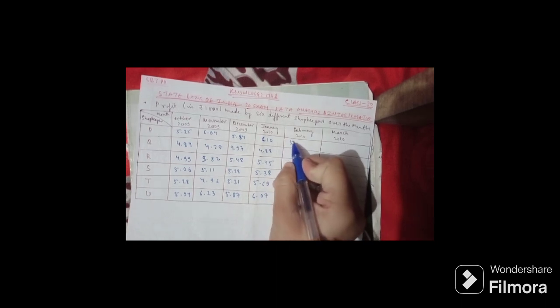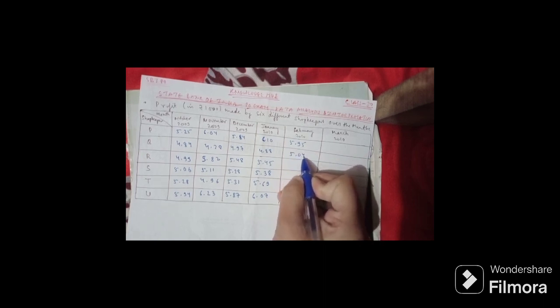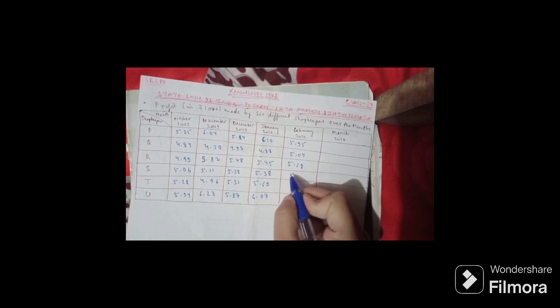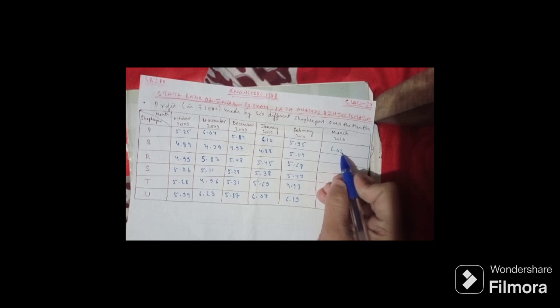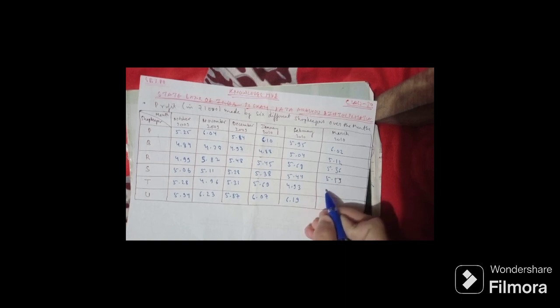5.95, 5.04, 5.68, 5.44, 4.93, 6.19. March is 6.02, 5.12, 5.36, 5.59, 5.72, 6.23. So this is the given data.